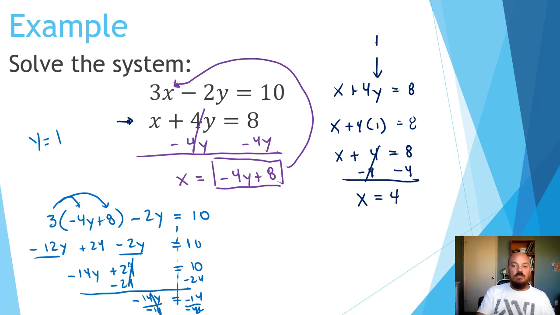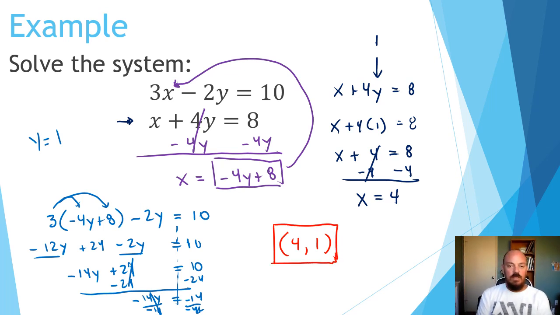So my final answer is a point. The x goes first, that was 4. The y goes second, that was 1. My final answer is the point 4, 1. And I'm not going to redo this one by graphing. We did that once just to show it works, but if you wanted to check your work, you could graph these two equations and show that yes, they do cross at the point 4, 1.